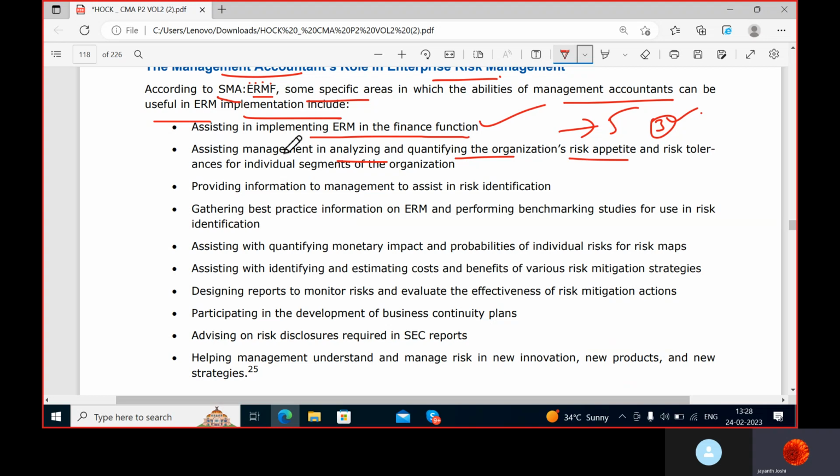Providing information to management to assist in risk identification. So they are the ones who can assist the management in identifying the potential risks the company or organization is exposed to.